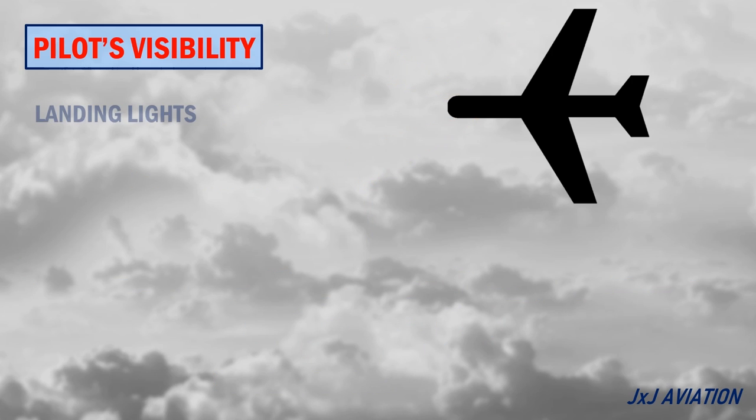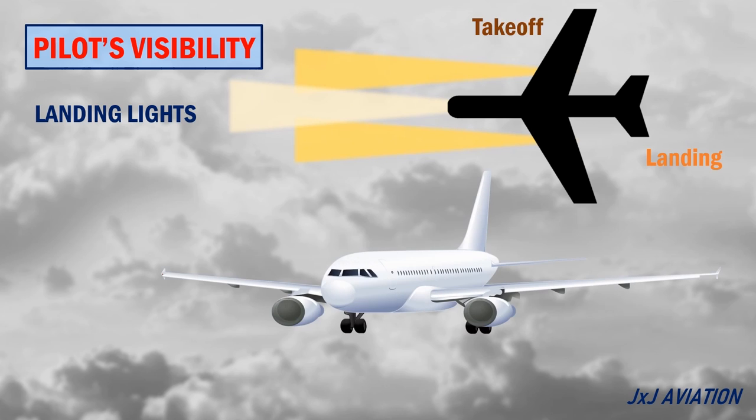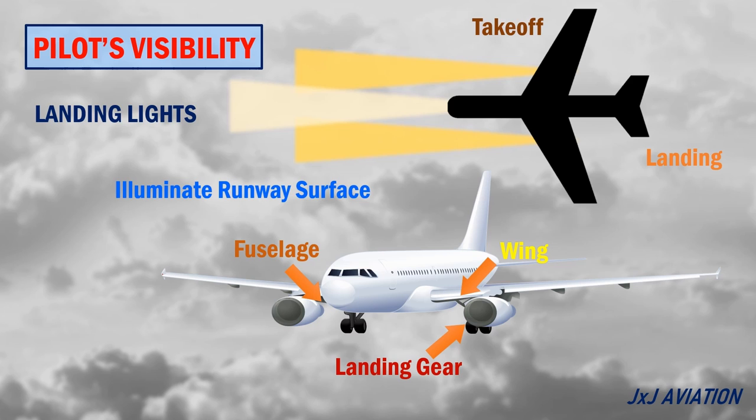Landing lights. These high-intensity lights are used during takeoff and during landing. They may be installed on the landing gear, fuselage, or the wing. These lights illuminate the runway surface to improve the runway visibility and are turned on just before takeoff and during approach.